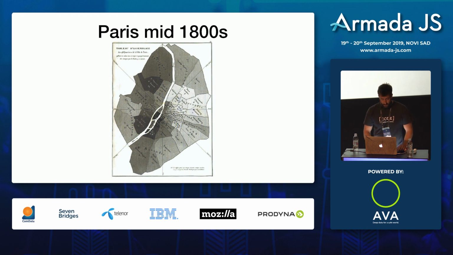A little more descriptive was the heat map of Paris. They actually had the regions of Paris marked where the death rate from cholera was high. A bit more information, but still you couldn't find the cause of cholera just by looking at this map.